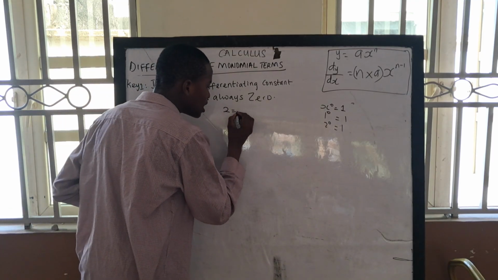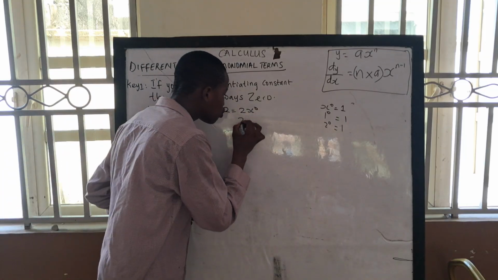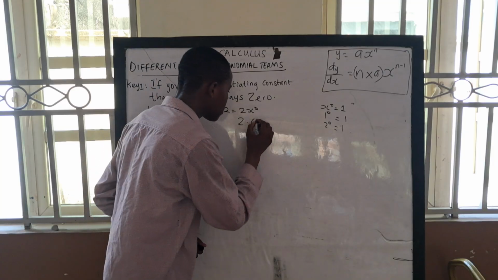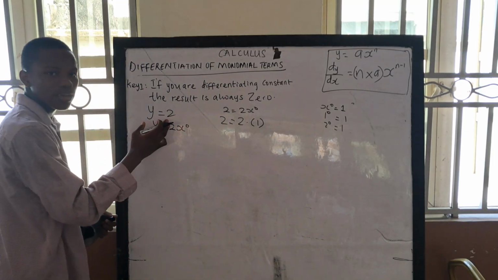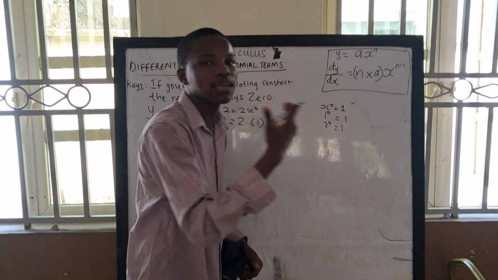If you have 2 and I have 2 x raised to power 0, it's the same thing I'm saying. Look at 2. What's x raised to power 0? X raised to power 0 is 1. What's 2 times 1? It's 2. This is the same thing. I just included the x raised to power 0 because I'm asked to differentiate with respect to x.